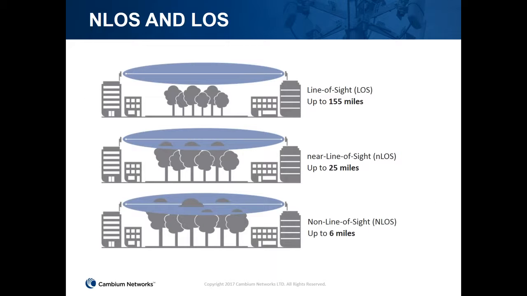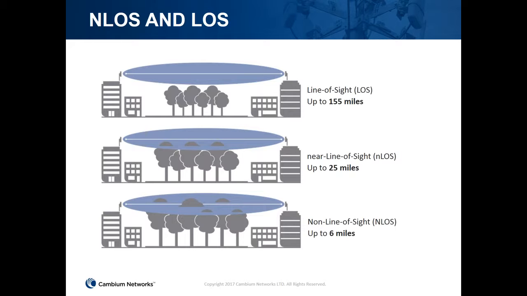So this is another feature of the PTP 670. The PTP 670 supports line of sight, which is up to 155 miles, clear straight through, no problem at all. The longest distance that we have manually measured was a case study, but I didn't add it to this because I didn't want to make it longer. But next time definitely I'm going to add that.